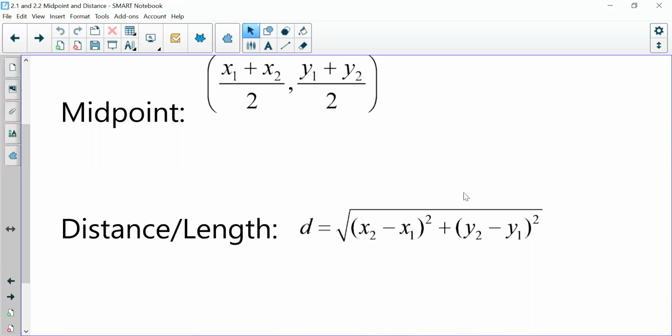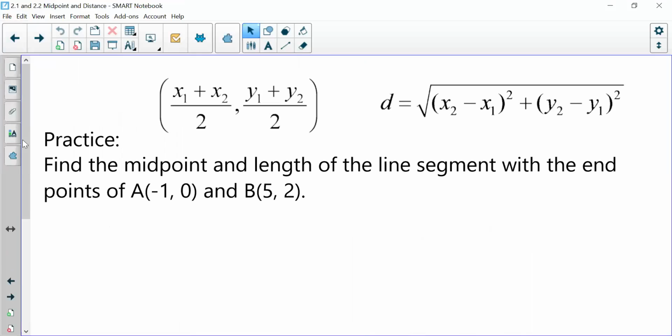Distance or length is this formula. Again, working with 2 points. So x1, y1, x2, y2 are in the formula. You're looking at the difference between them to find the distance. And you can see this looks a little bit like Pythagorean theorem. And if you're curious as to why, I can explain that to you tomorrow. But this is finding the distance or the length between 2 points.